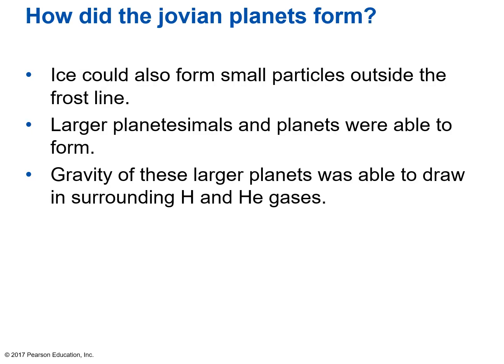How did the Jovian planets form? Ice could also form small particles outside the frost line. Larger planetesimals and planets were able to form. Gravity of these larger planets was able to draw in surrounding hydrogen and helium gases.